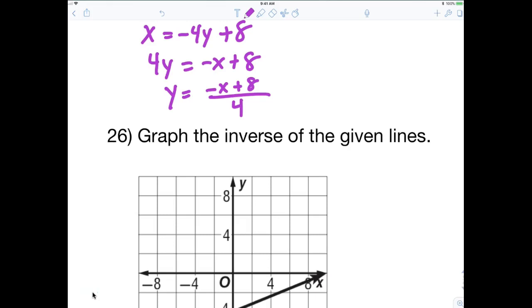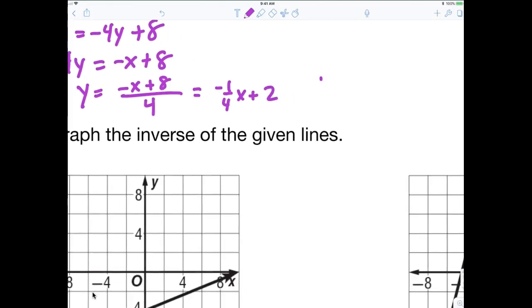Now, that is equivalent to -1/4 x plus what? 2. Plus 2. And then because we're super smart, we would say -1/4 x plus 2. Any questions or concerns?